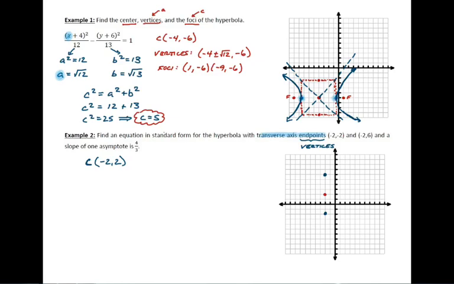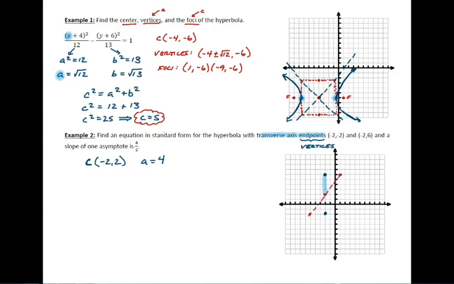I have my vertices, which means I should also be able to find my a value, because a is the distance from the center to the vertex. So a in this case is going to be 4. And then I'm going to need to find my b value. I'm going to need to sketch the rest of this graph, but what we're given is the slope of the asymptote is 4/3.